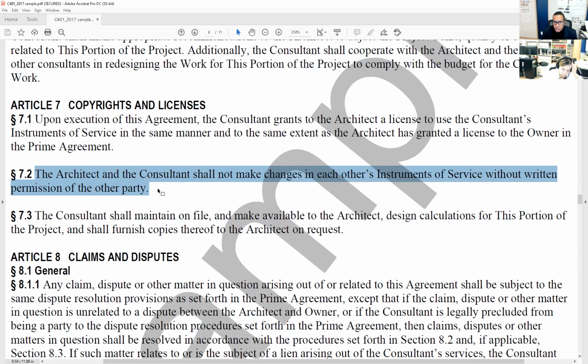Why? Because you're not a mechanical engineer, you're not an electrical engineer, you're not a plumbing engineer, you're not a structural engineer. Okay? They are doing their stuff. You can mark it out by hand and say, hey, listen, there's an issue with coordination.